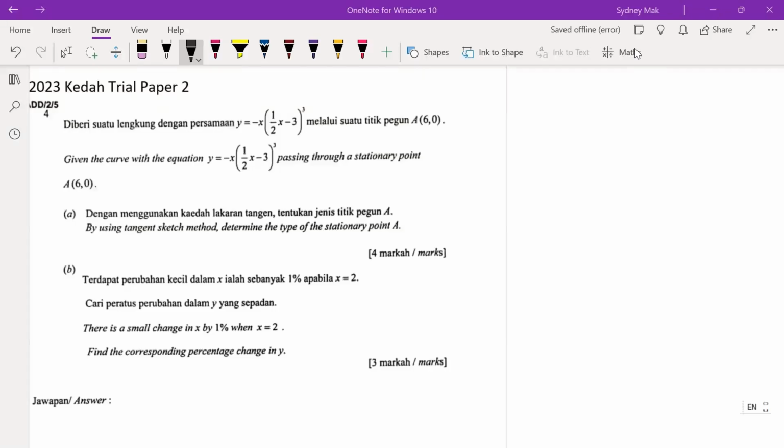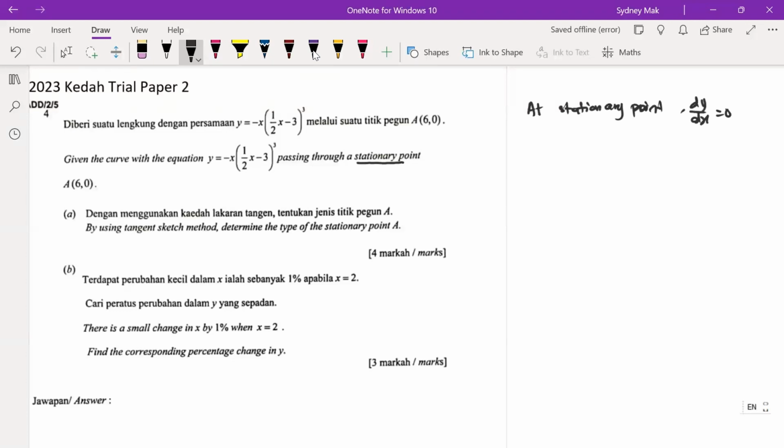Okay, this is the 2023 trial paper from Kedah, paper 2, question number 4. Given the curve with the equation passing through a stationary point A(6, 0). So this is the stationary point. We know that at a stationary point, dy/dx equals 0, okay?